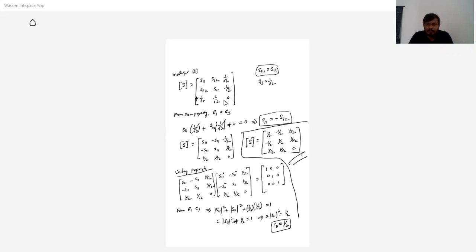The remaining is all the same. There also we have the symmetry property. Ports 1 and 2 are symmetric: S12 is equal to S21, S11 is equal to S22. That is common. Then S13 is equal to S31, ports 1 and 3, and ports 2 and 3, S23 is equal to S32. The only relation that changes is S13 is equal to minus S23.